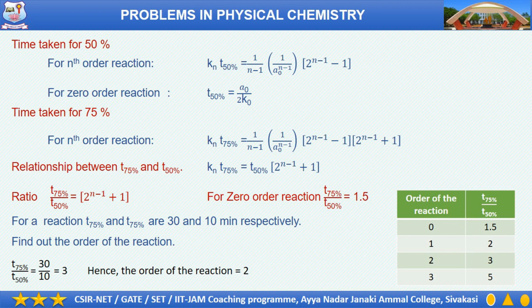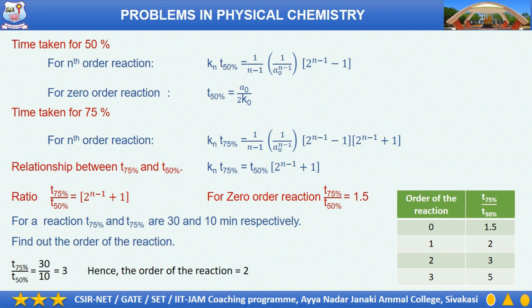Now, we will go back to the zero order relationship. T 75 is this relationship, and instead of this, you may put 1.5 into T 50%. How many types of problem may be asked in this? Only 2 types of problem. The 75% conversion time is given, what would be the 50% time, or vice versa? This may be asked, it's a direct question.